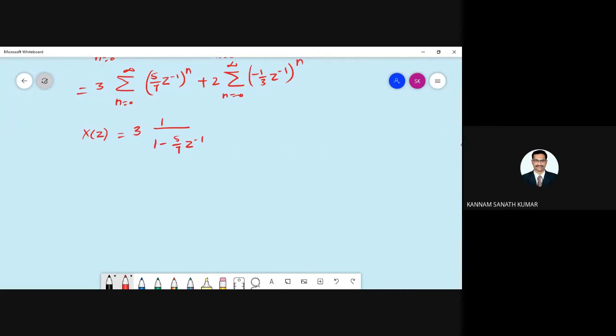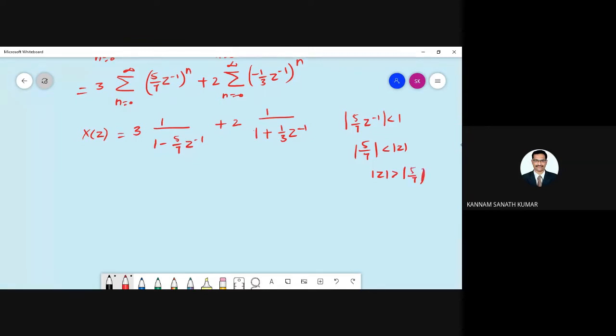And plus 2 into 1 by 1 minus of minus 1 by 3 z power minus 1. Minus of minus becomes plus, no? So directly I have written. So here what is the ROC? ROC you can write as mod 5 by 7 z inverse is less than 1. That means 5 by 7 is less than mod z. Mod z is greater than mod 5 by 7. Okay, so this is the one ROC.